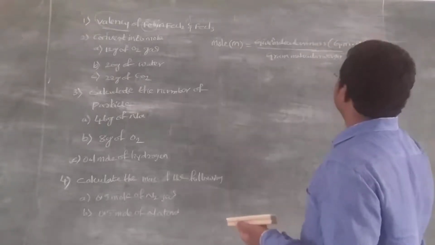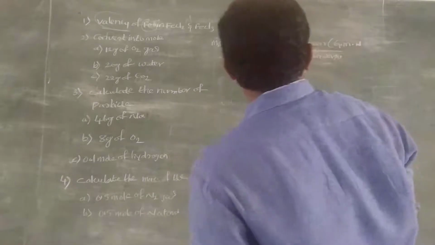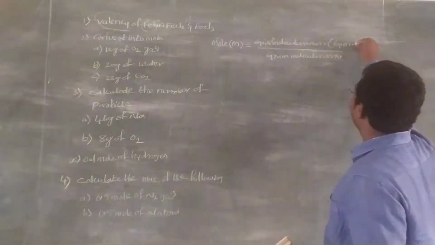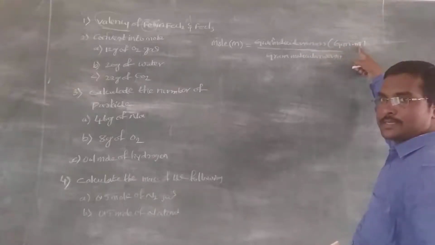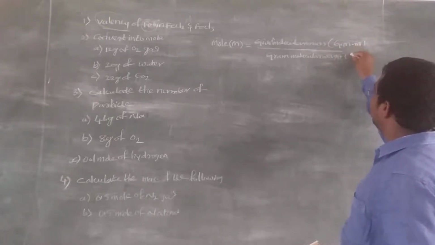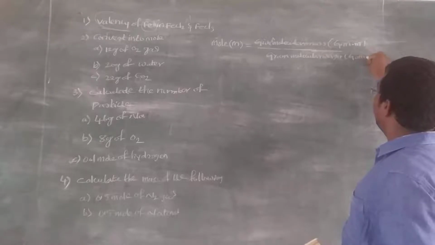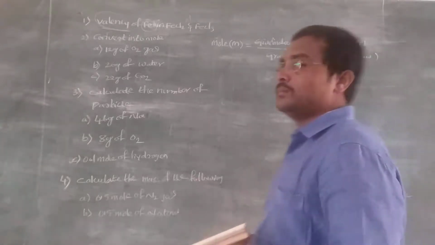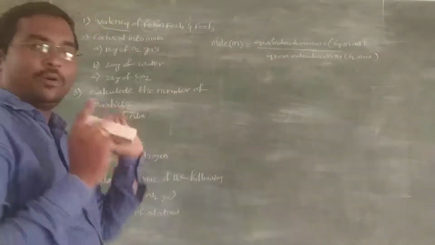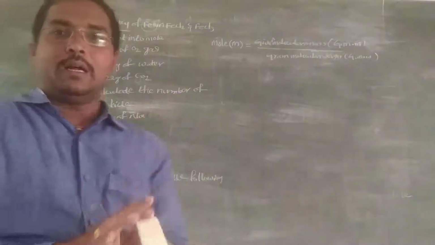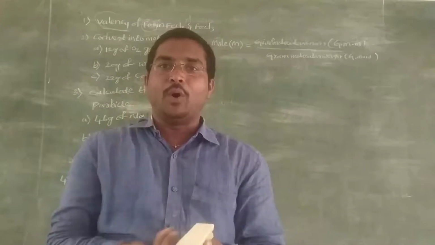GMW. Okay, you can remember GMM. Given molecular mass and gram molecular weight, GMW, given molecular weight. So you have to remember this formula for finding mole.